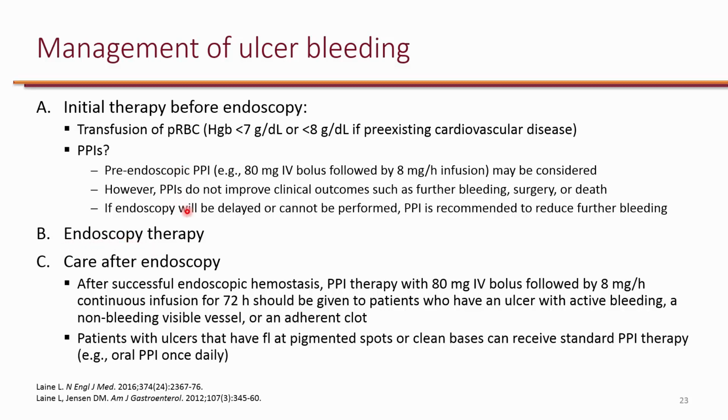And then once the patient gets the endoscopy, after successful endoscopy, I should say, PPI therapy, again with 80 mg IV bolus followed by 8 mg per hour continuous infusion for 72 hours should be given to patients who have an ulcer with active bleeding, a non-bleeding visible vessel, or an adherent clot. So these are high-risk patients. Patients with ulcers that have flat pigmented spots or clean bases can receive standard PPI therapy, such as oral PPI once daily.